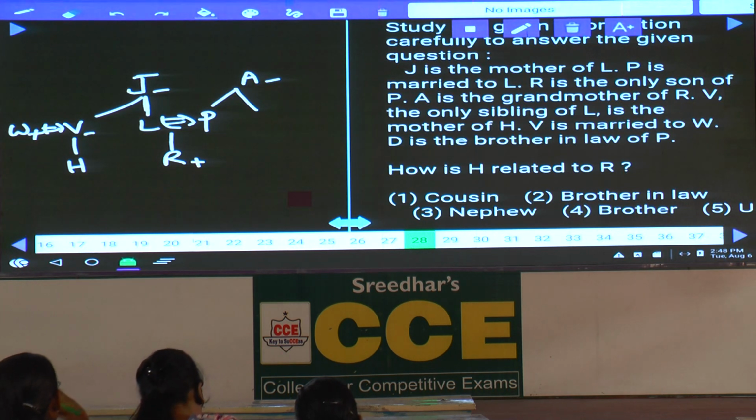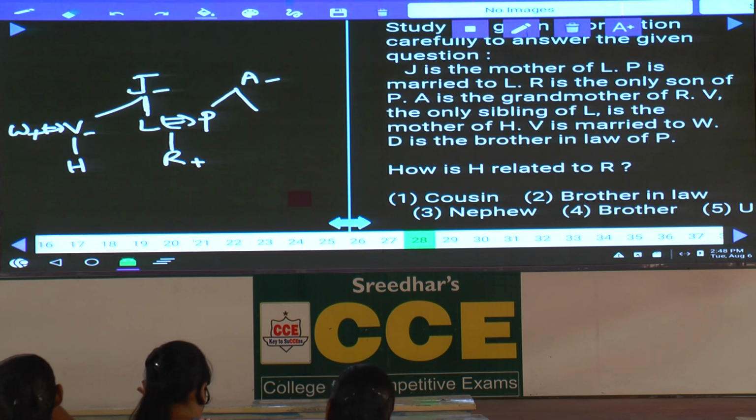Now D is the brother-in-law of P, that means P's spouse's brother could be D, or P's sister's husband is D. Out of these two, spouse's brother is ruled out, because V is the only sibling of L. Hence, L cannot have a sibling like D. Hence, D cannot be the sibling of L. And this D must be the sibling of whom? D must be the sibling of P's wife.